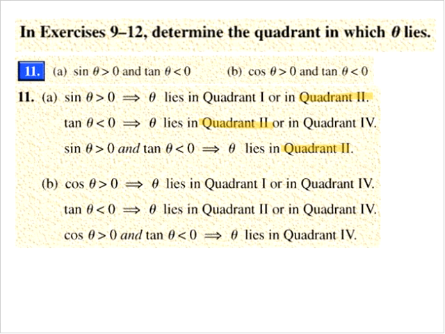For the next one, cosine is positive in 1 or 4. And tangent is negative, again, in quadrants 2 or 4. So what do they have in common? They have quadrant 4 in common. So that must be where theta lies.